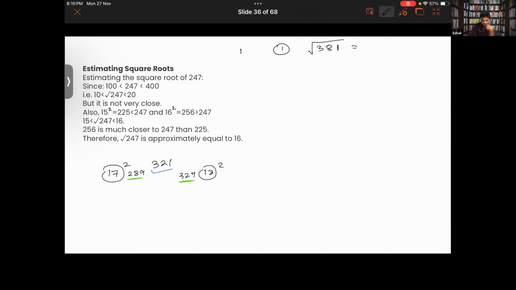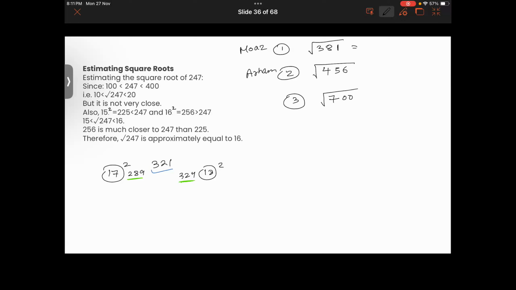381. Moaz, you solve this one. Second question, 456. Second will be solved by Arham. Third will be solved by Arhan. Start solving.